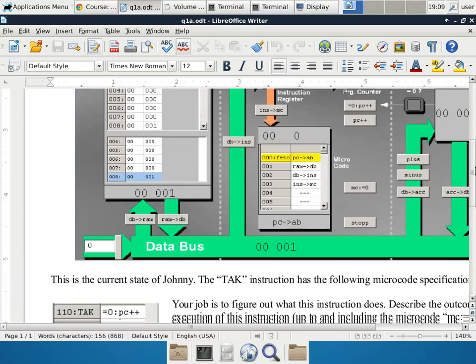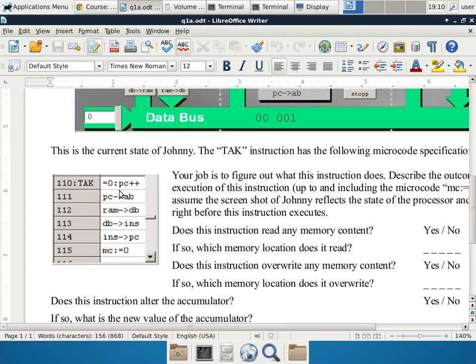The instruction for that one is already listed here. So from here, we just look up these instructions and find out what it does. The first instruction is equal to 0, PC++. What that means is if and only if the accumulator is 0, increment the program counter. Okay? Now how do we know that?